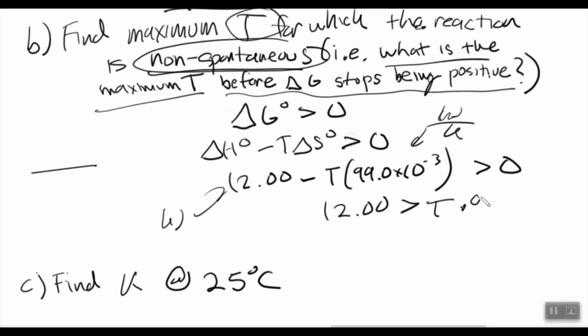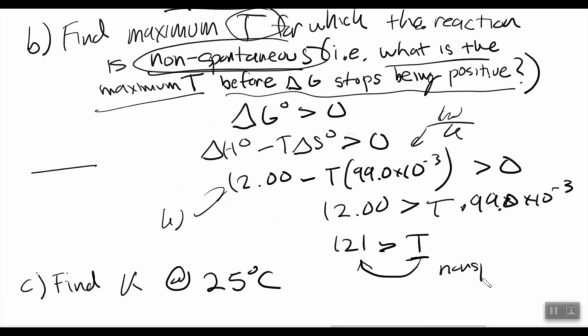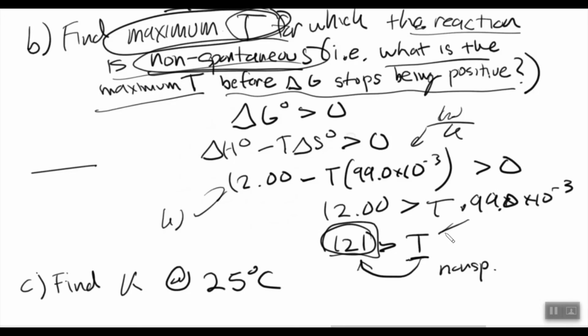Before I divide both sides, let's write everything out so I'm not confusing. So 12 divided by 99 times 10 to the negative 3. Let's keep track of sig figs: 121 is greater than T. So it looks like as long as T is less than 121, our reaction will be non-spontaneous. But when we go above 121, it'll be spontaneous. So the maximum temperature for which the reaction is non-spontaneous is going to be 121, because the temperature can at most be 121 according to this inequality.